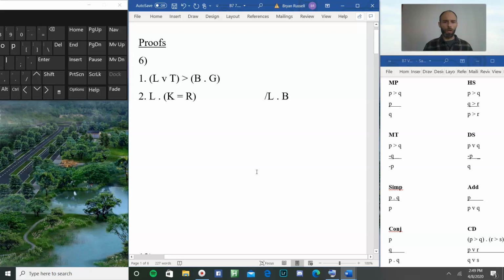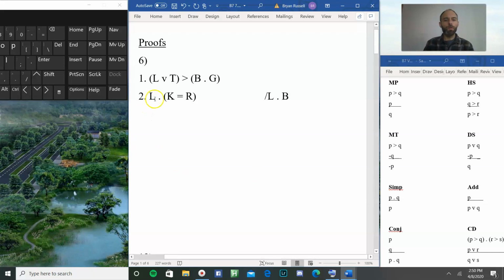So how are we going to go about doing this? Well, let's look at our conclusion. So our conclusion, the main operator is a dot. And we have L and B. One of the main ways that the chapter went over that we can derive a dot is by getting each piece of it independently. So if we get L on a line and if we get B on a line, then we can do conjunction and conjoin them together and get L dot B. So we'll be looking to isolate those statement variables and then conjoin them together.